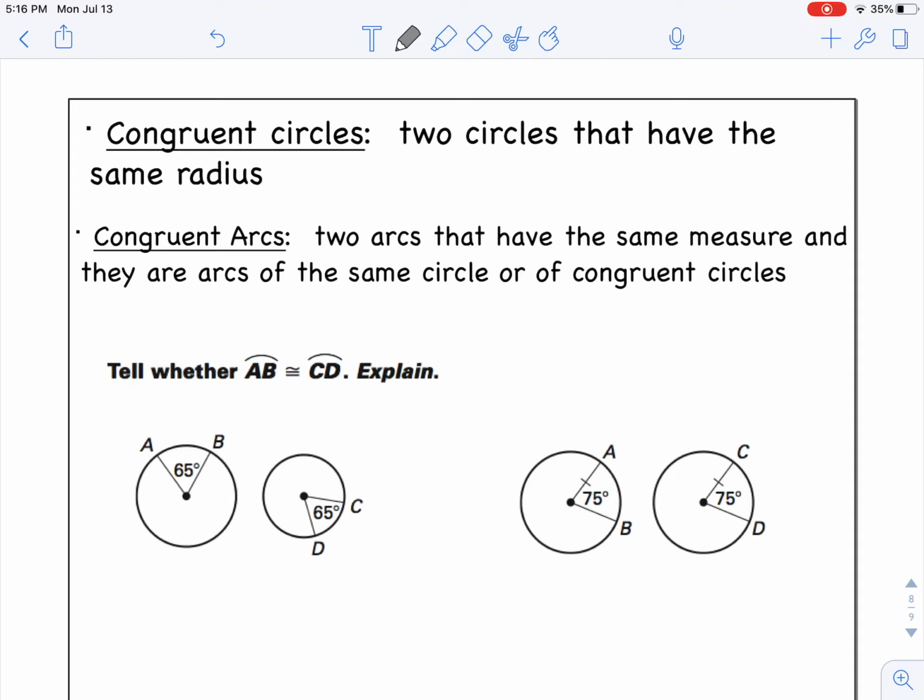So now let's talk about congruent circles. Two circles that have the same radius are called congruent circles. Congruent arcs are two arcs that have the same measure, and they have to be arcs of the same circle or congruent circles.